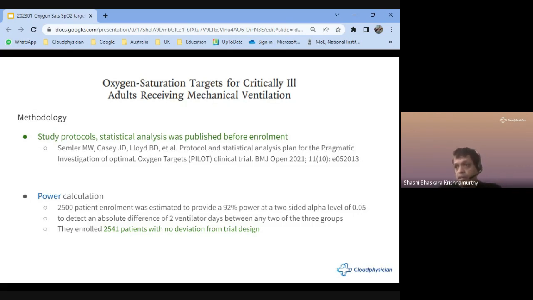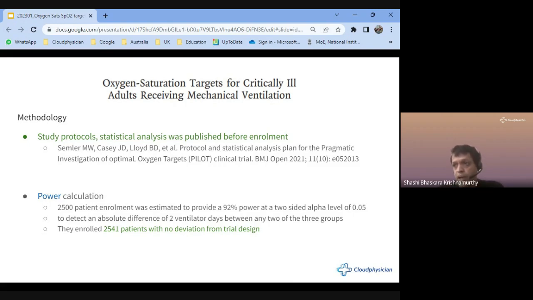So they did look at 2000 patients. Enrollment was required for a two-sided alpha level of 0.05. That is the p-value of less than 0.05. When it says two-sided alpha, that means both in the positive direction as well as the negative. That means the intervention is making a difference, or it's causing harm, is how it's looked at.